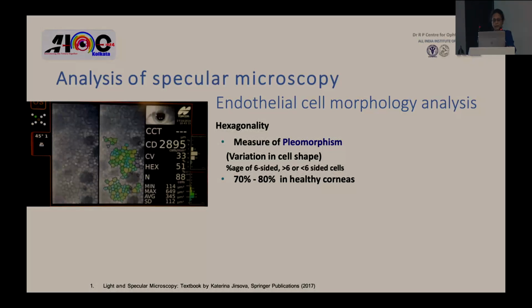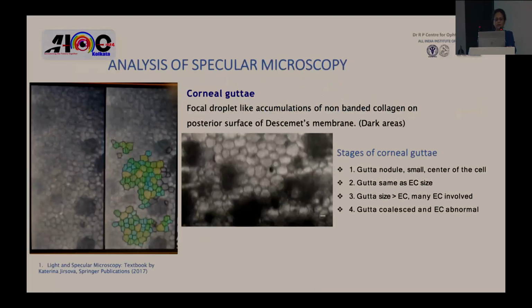When you look at pleomorphism, that is variation in cell size, normally about 70 to 80% of the cells will be uniformly sized. So not all 100% is going to be uniformly sized, even in a healthy eye. But when this number drops to less than 60%, it is considered an early abnormality of the endothelium which is going to set in. That's what you need to remember: you will look at the percentage of hexagonality. So that's the first thing you would probably look at in your qualitative analysis.